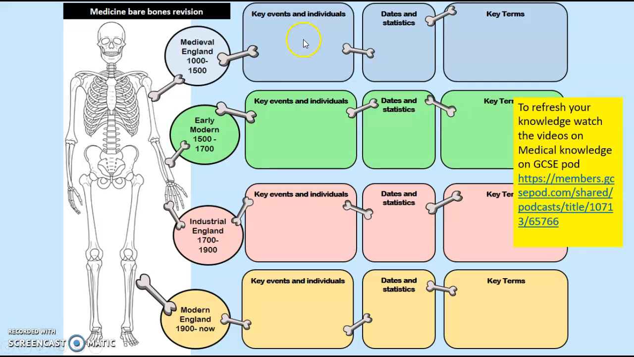So you might, for instance, talk about Hippocrates and Galen in the medieval era, or Vesalius, Paré and Harvey in the early modern era. You might look at Pasteur in the industrial era, or Francis Crick and Watson in modern England, and other scanning techniques. Make sure you're using dates and statistics and any key terms for each of the developments for each era.